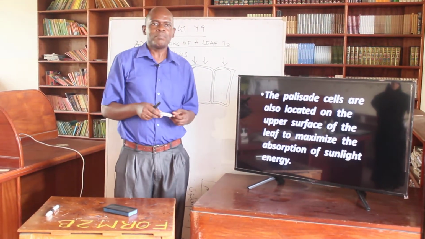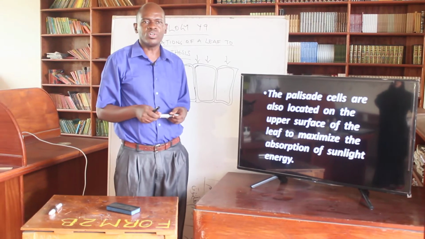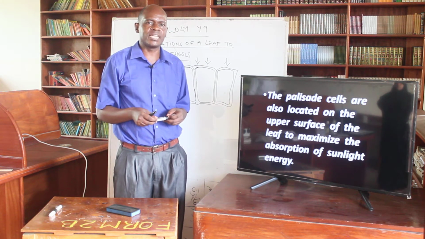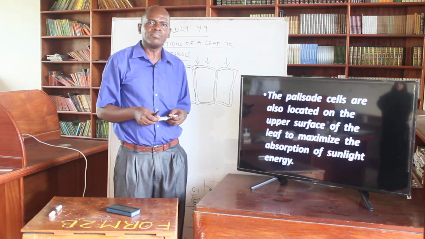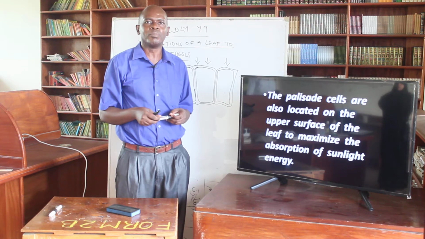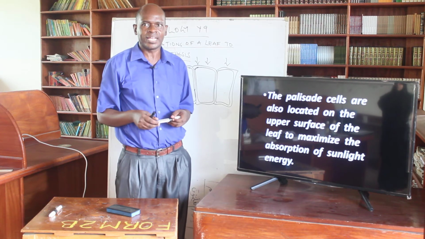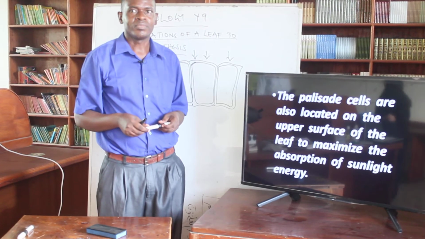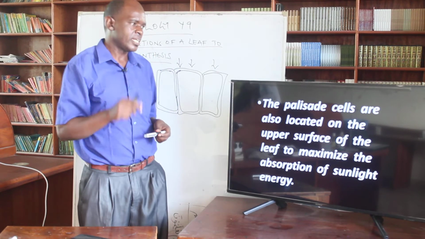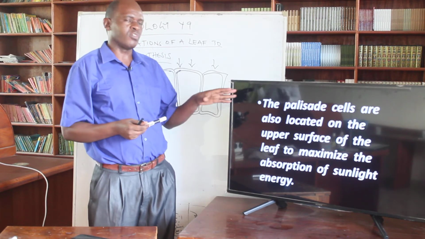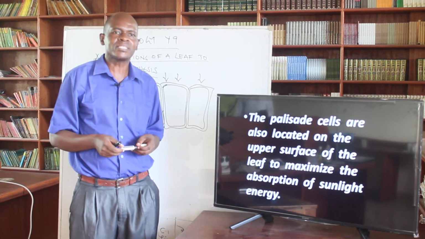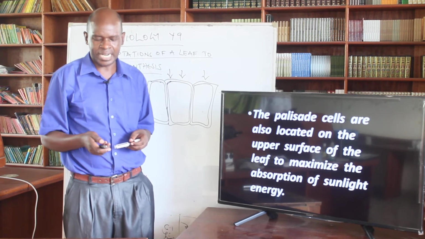Now, apart from that, the Palisade cells also are located on the upper surface of the leaf to maximize the absorption of sunlight energy. I believe that there is no other place in the world where sunlight can come from the bottom. Unless someone is there and has that information, please kindly reach me. So the light energy from the sun comes from the upper part because the sun is up in the sky. So the location of the Palisade cell is strategic on the leaf to ensure that there is maximum absorption of sunlight energy.